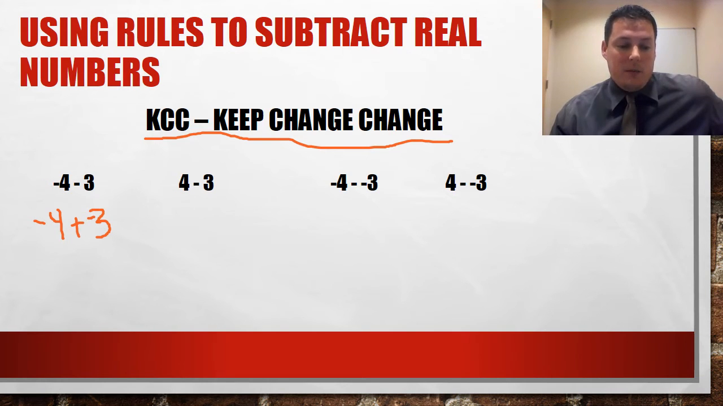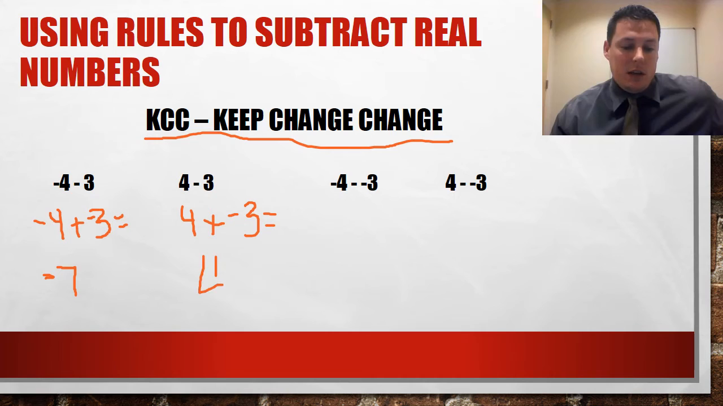So here we have the same signs, so we're just going to add. So that's 7, and we keep the sign, negative 7. Keep change, change. 4, change the operation, change the number. Now signs are different, so we subtract. 4 minus 3 is 1. We keep the sign of the larger one, which is 4 in this case, so we have positive 1. And remember to circle and box your answers.